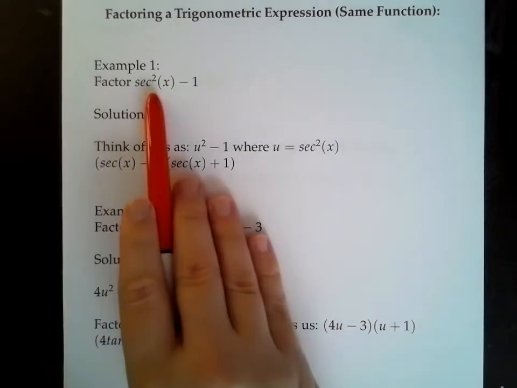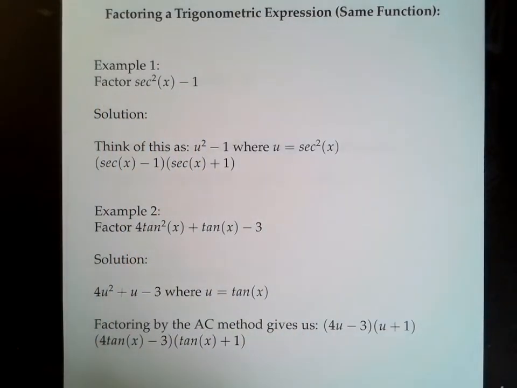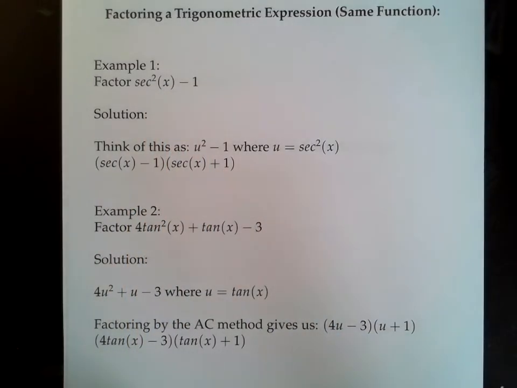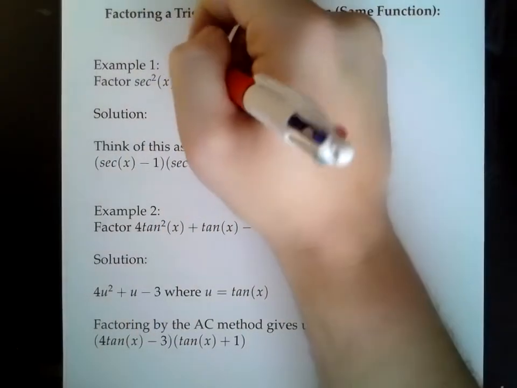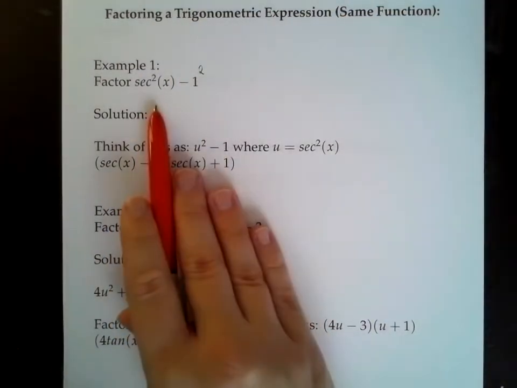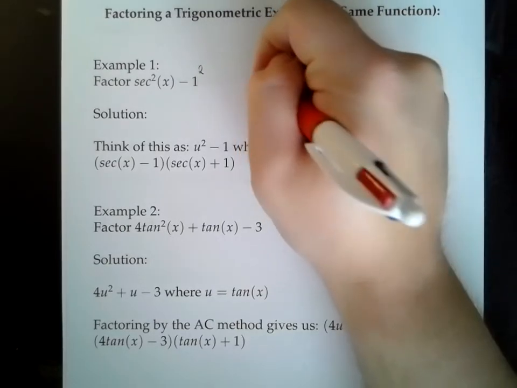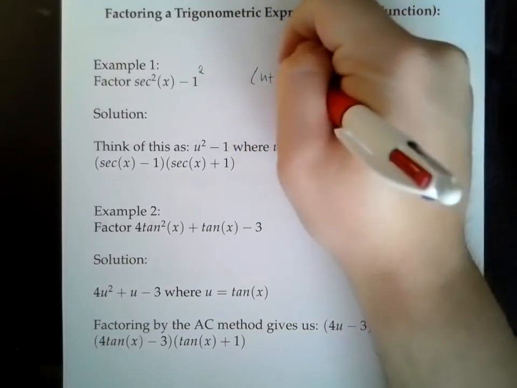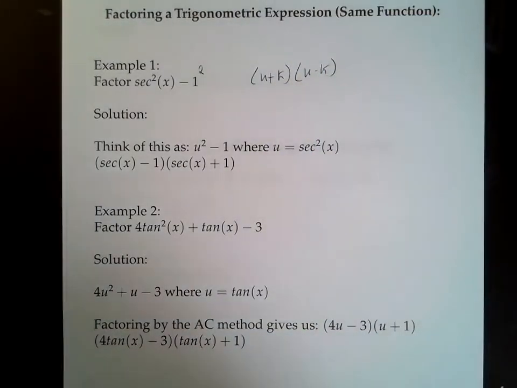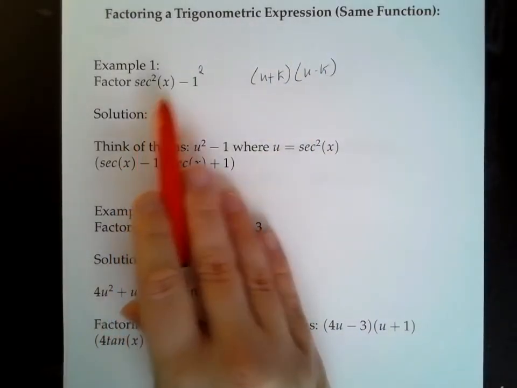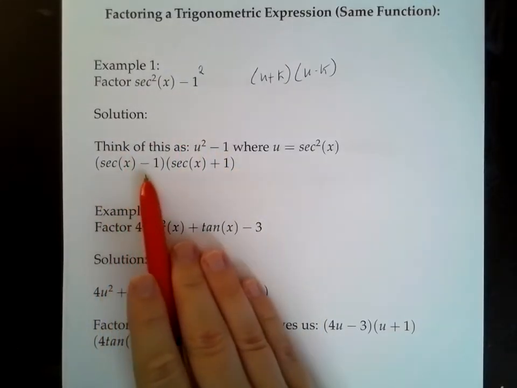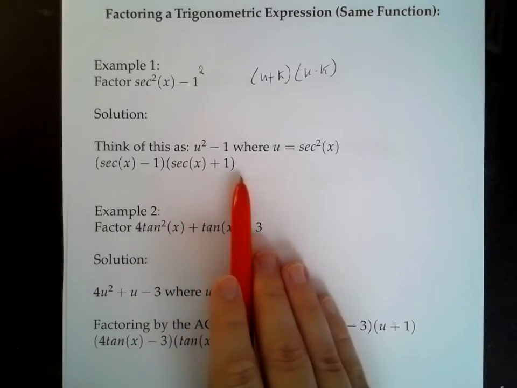So if I'm going to factor secant squared of x minus 1, well, I notice that this is something squared minus something squared, because remember, I can write 1 as 1 squared. So this tells me that I have a difference of squares. And this is going to be factored into u plus k and u minus k. So in this case, my u is going to be secant, and my k is going to be 1. So I can rewrite this as secant of x minus 1 and secant of x plus 1.